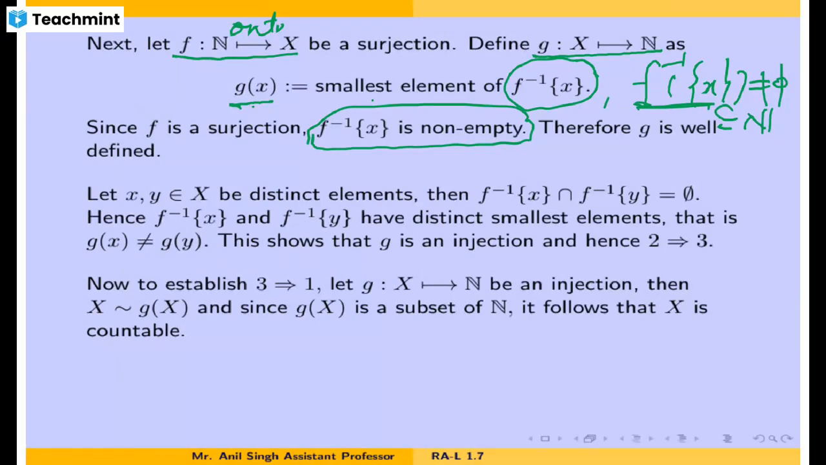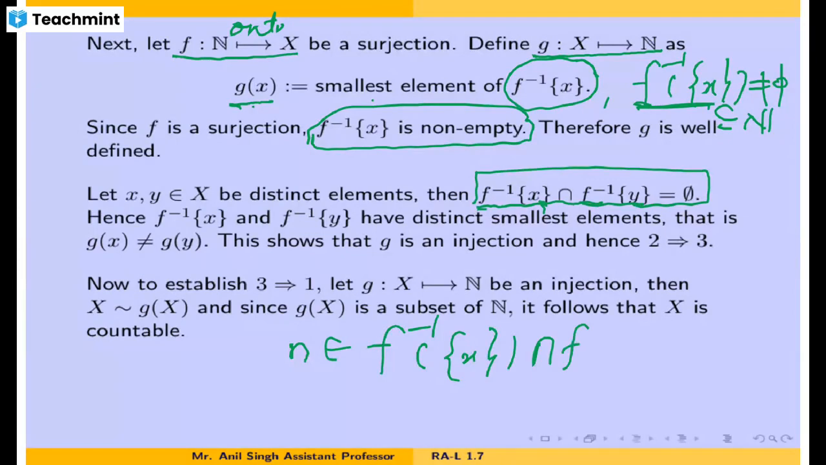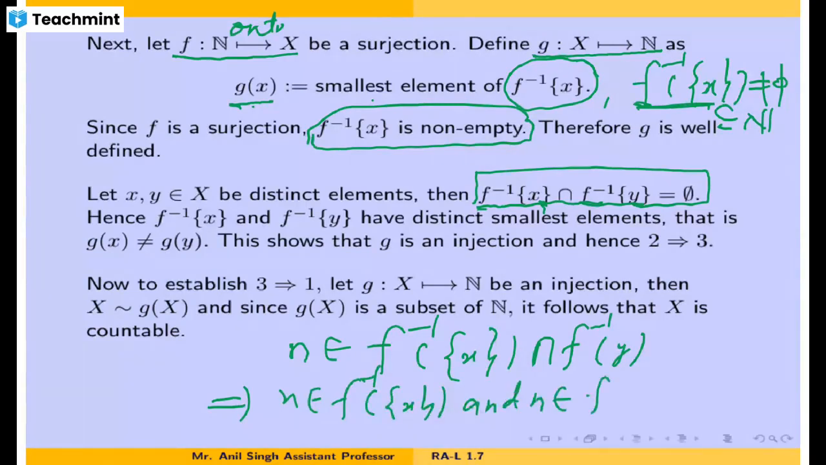Now we choose two distinct elements x and y in this set X, and we will show that they have distinct images. You are choosing two distinct elements, and then we claim that these sets, f inverse of x and f inverse of y, have empty intersection. Suppose they do not have empty intersection. There will be some element which is common to these, so this implies that n belongs to f inverse of x and to f inverse of y also.